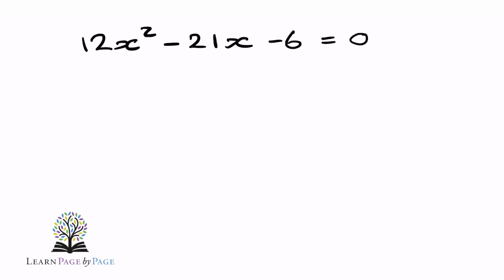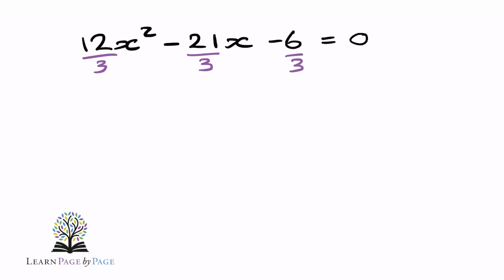And then the last one, 12x squared minus 21x minus 6 equals 0. This one's slightly different. There's a stage we need to do before. I don't know if you spotted it, but it's a good habit to get into. If you look at this quadratic, you can see that 12, 21 and 6 all share a common factor. So we're going to simplify the quadratic first. So we're going to divide that by 3, this by 3, and this by 3.